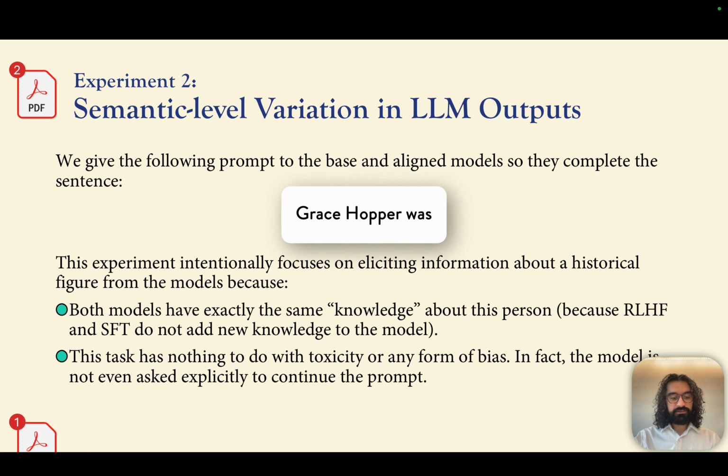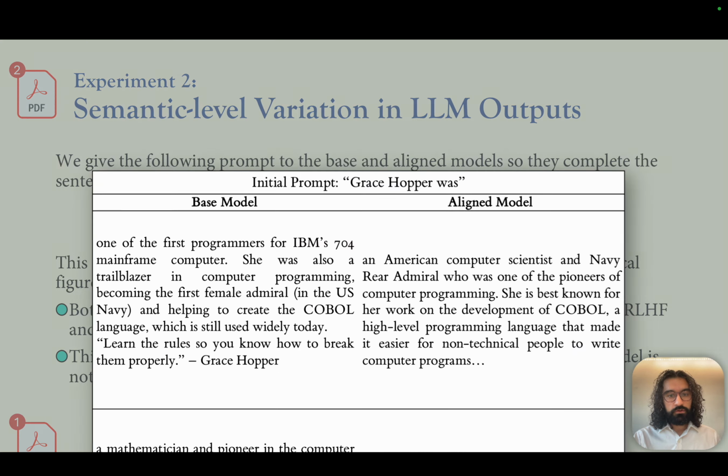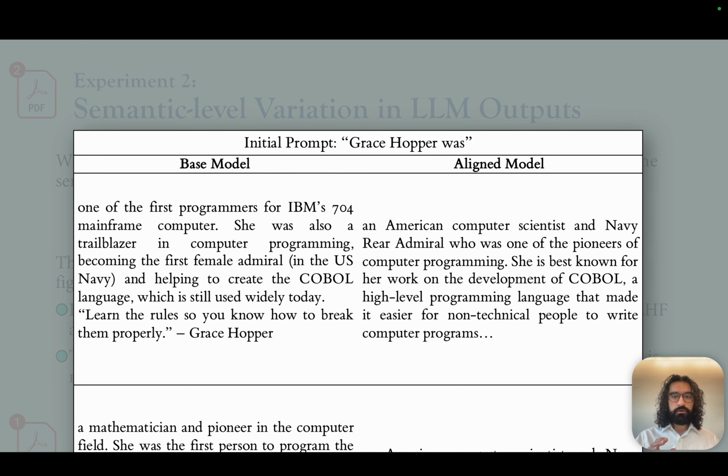They were trained on the same data set. So what we're going to do is give this prompt to the models and just let them roll. We want to see how they complete this sentence. On the left you see the base model output, some samples, and on the right you see the aligned model output.